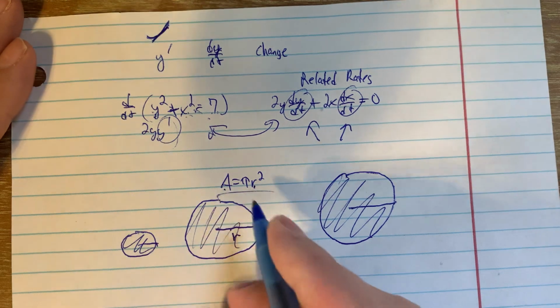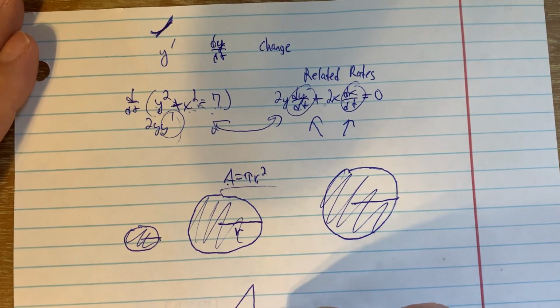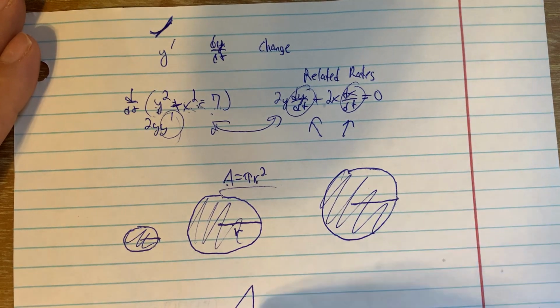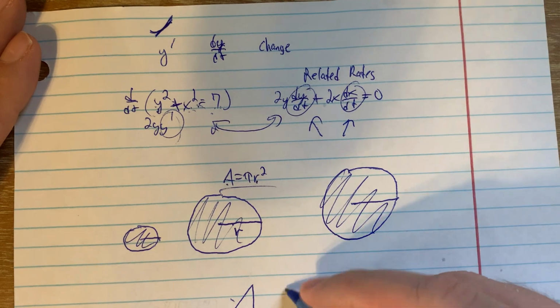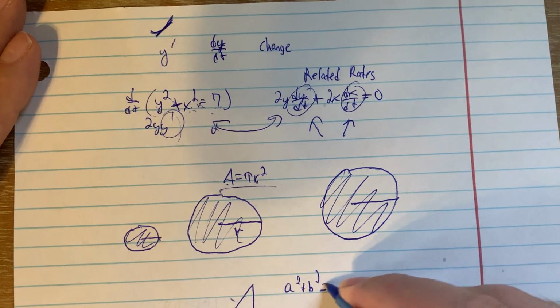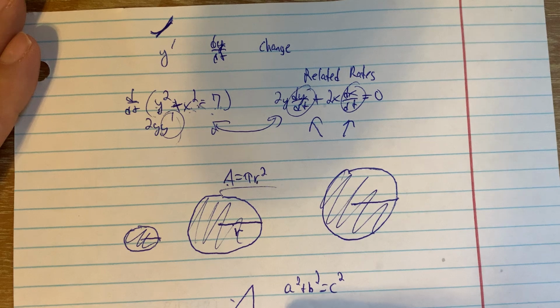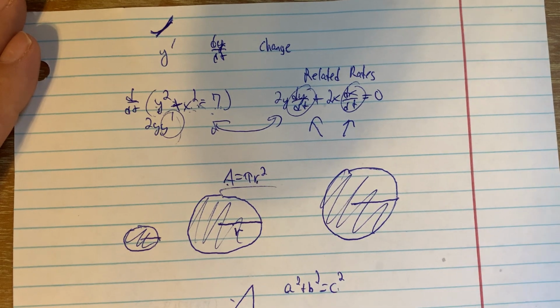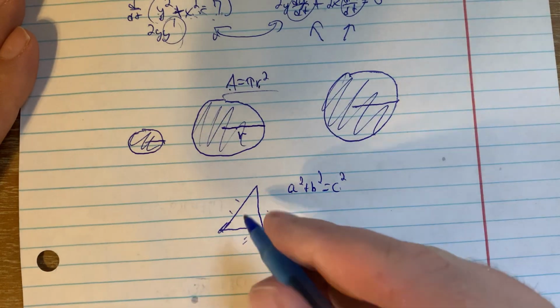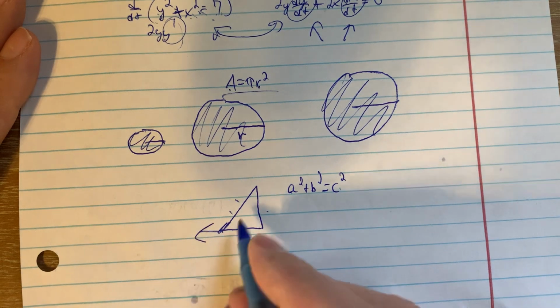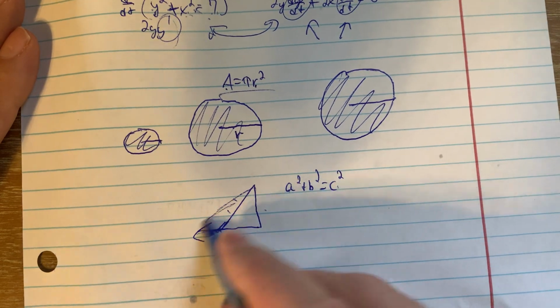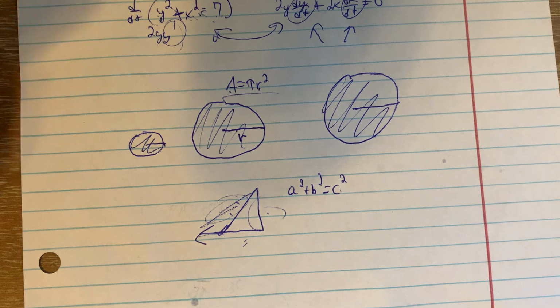So that's an example. Another one might be a triangle. What if you have a triangle? Well, we might know the relationship between the sides, like maybe it's a squared plus b squared equals c squared. And we know that if a goes up, then c will go up. But the question is, if you're moving one of the sides at a constant rate, how does that change the other sides? So we'll look at that today.